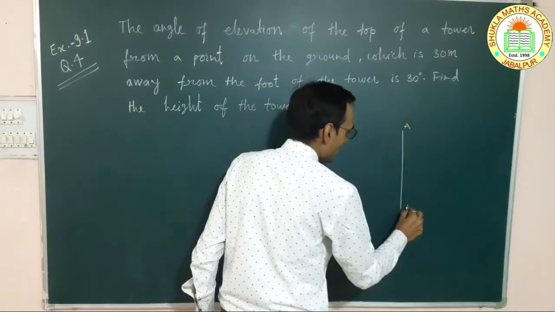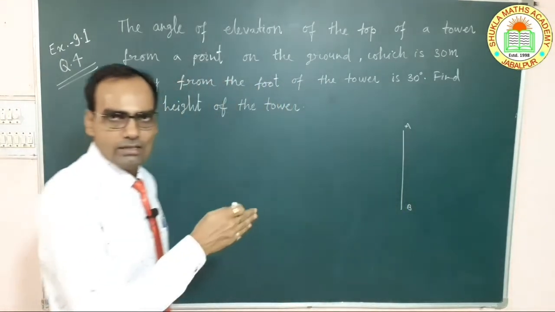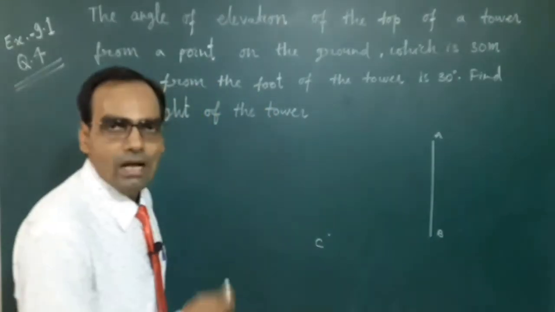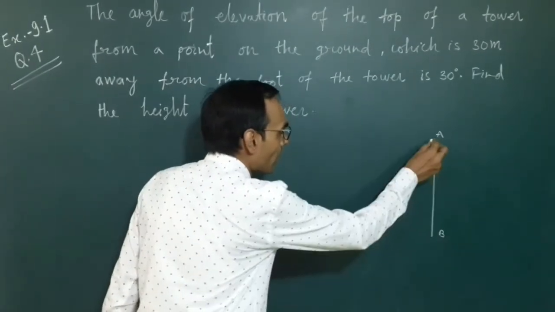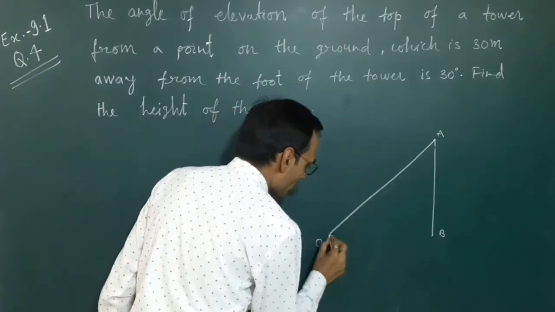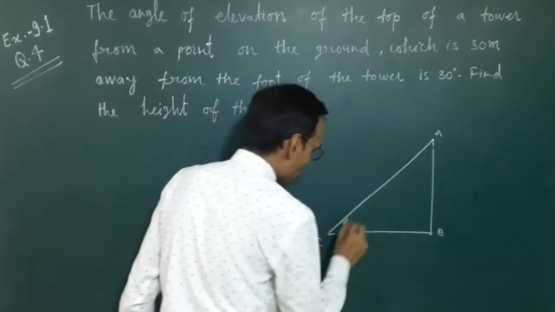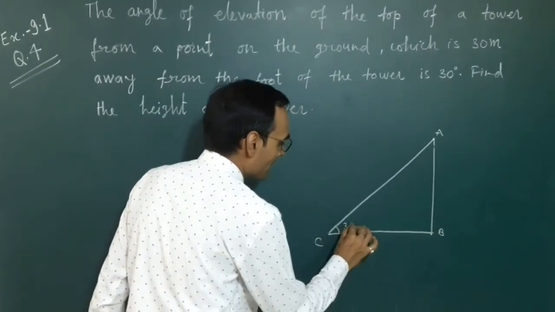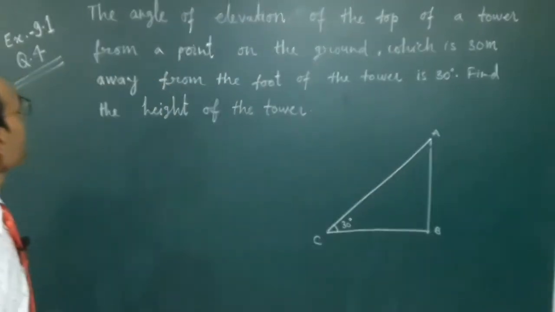Suppose AB is the tower and B is the point on the earth, our base. Let C be the point on the ground, and it is given that the angle of elevation of the top of the tower is 30 degree. So now we will join C and B, that is our base, also called the horizontal level, and this angle is 30 degree. It is given in our problem, right?